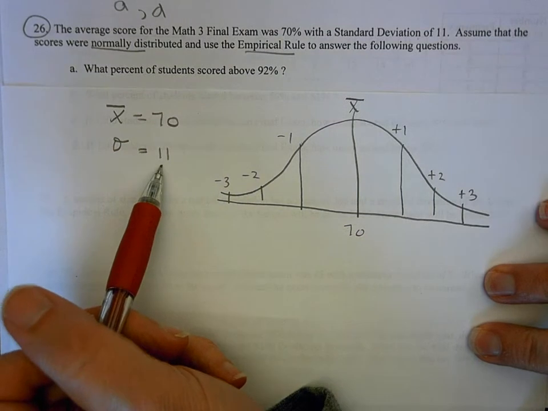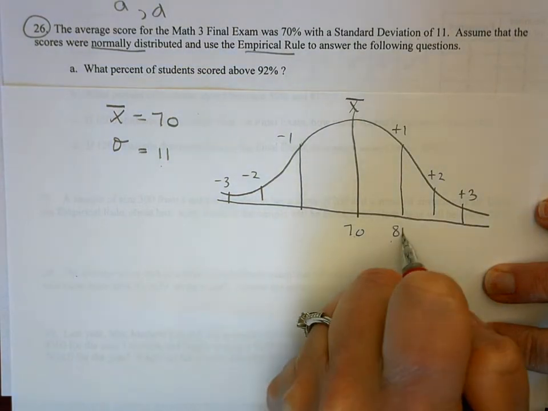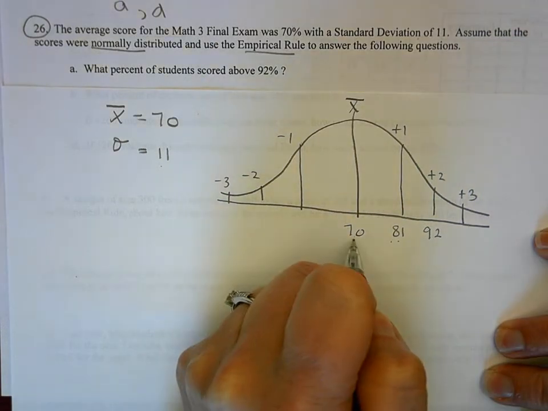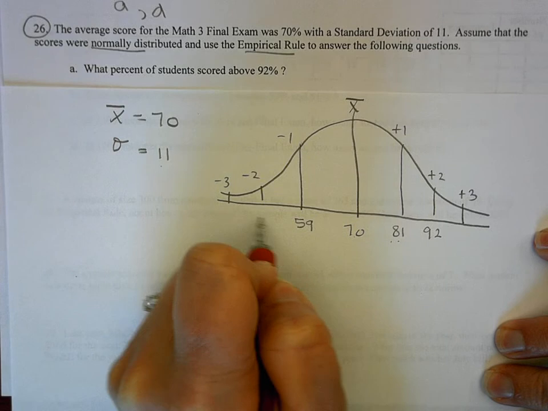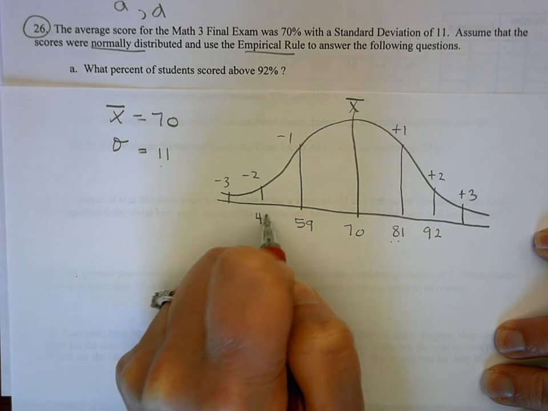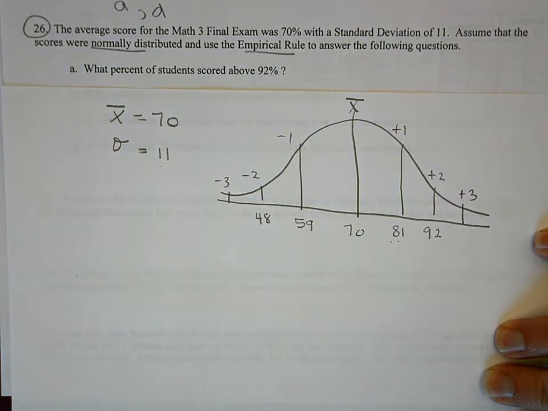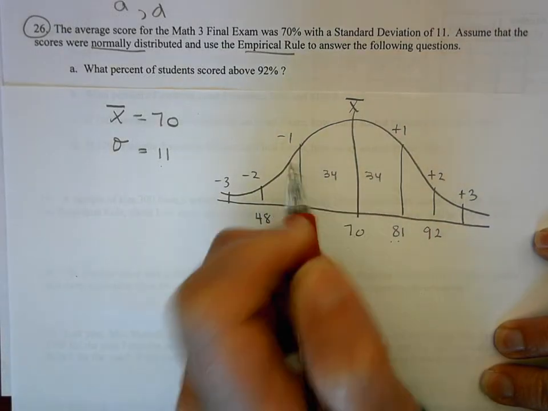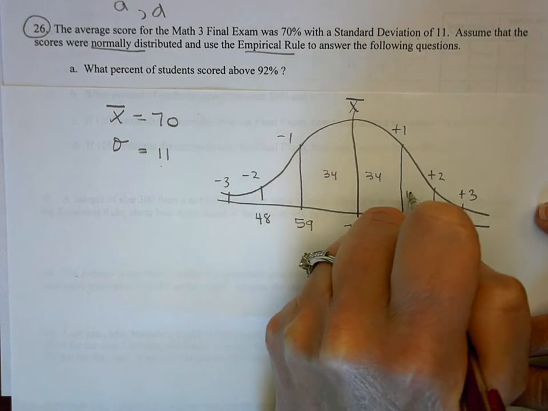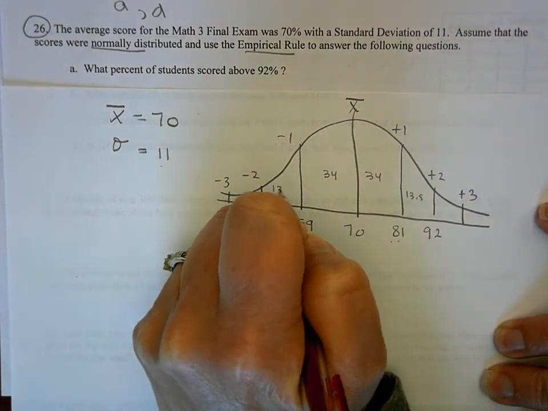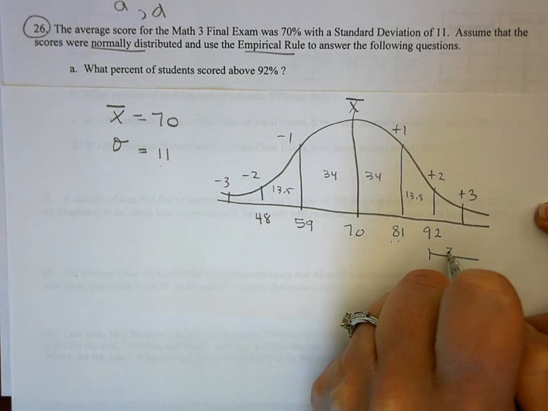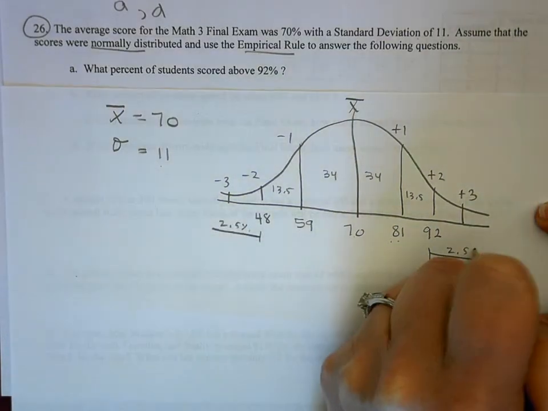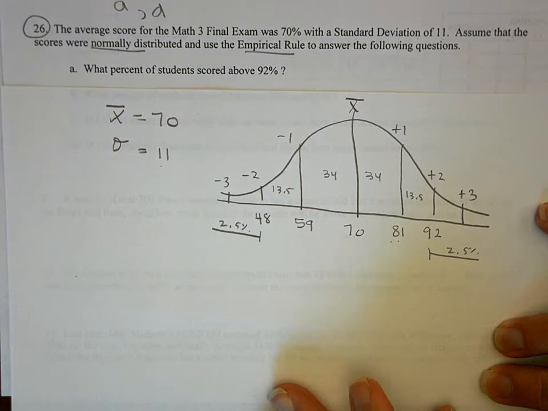So I know that my standard deviation was 11, so I'm going to do 70 plus 11, and then add 11 again, and I want to do the same going the other way. So I'm going to do 70 minus 11, and then 59 minus 11. And then my percentages, so these are 34, and then 13.5, and then 2.5. Okay, so there's kind of my normal distribution.